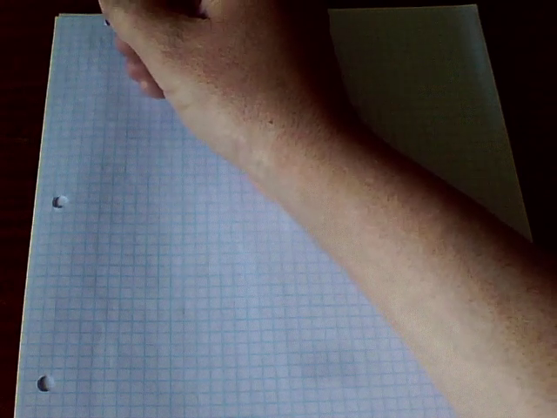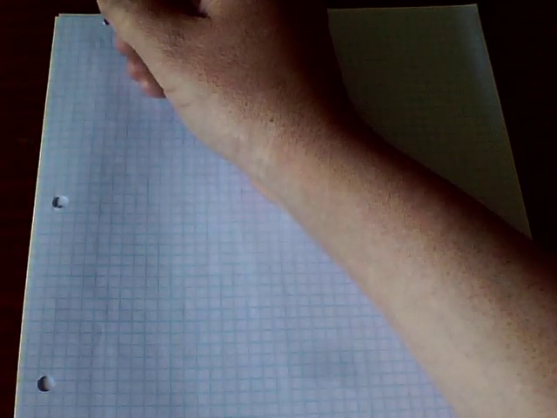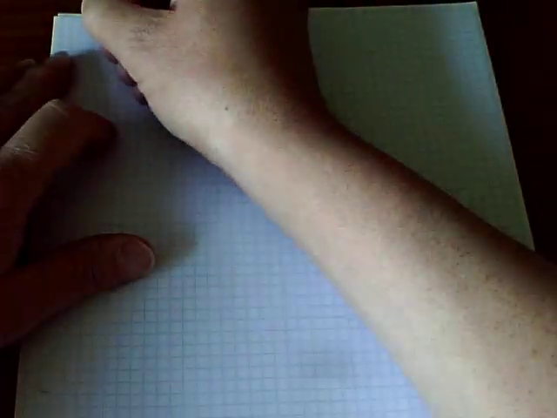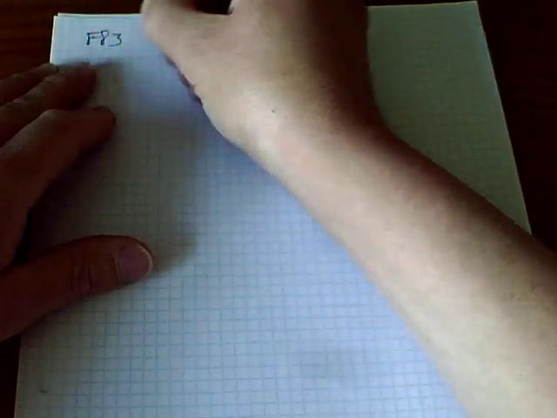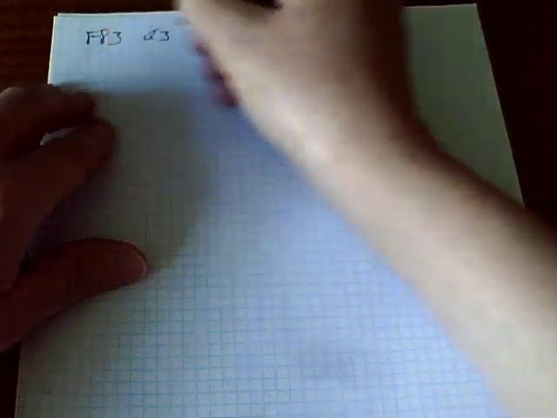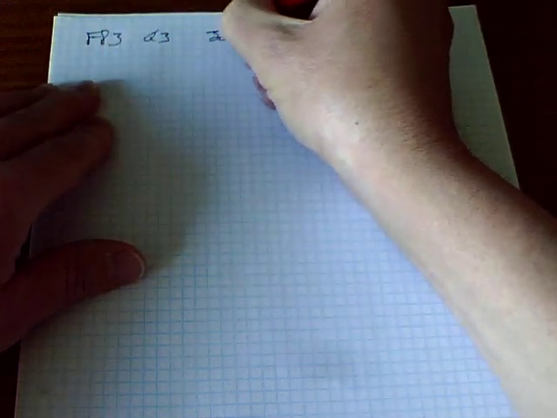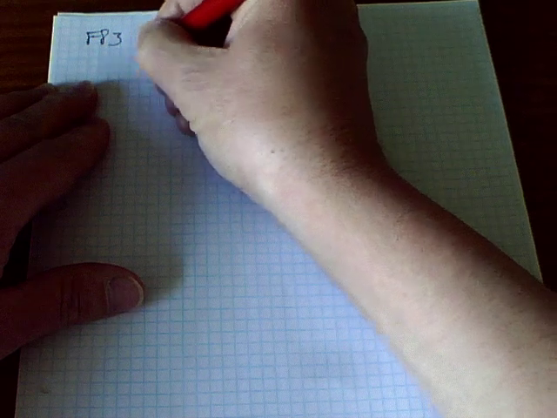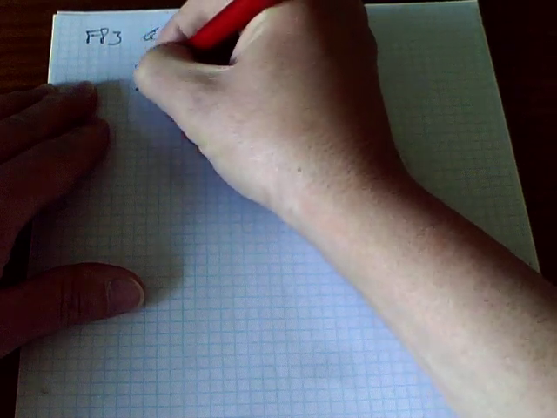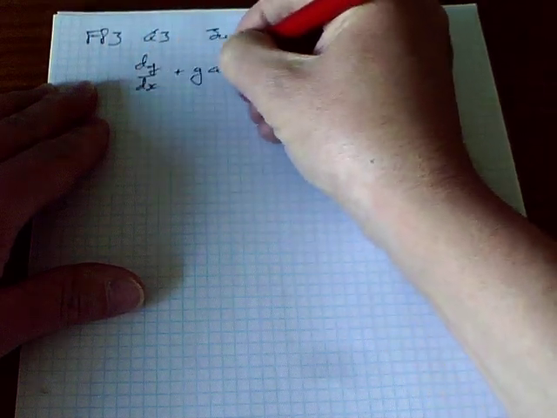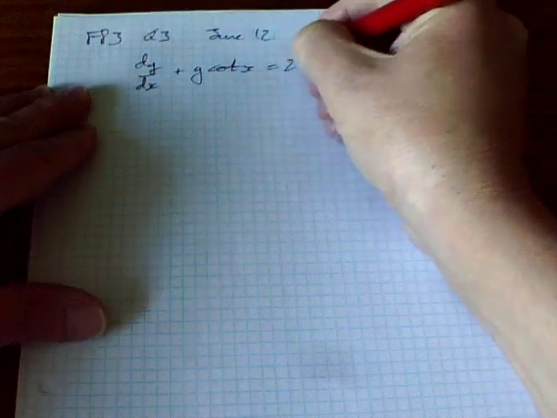This is FP3 June 2012, question 3. Now, question 3 is a differential equation question. It's dy/dx plus y cot x equals 2x. So, FP3, question 3, June 12. Now, the differential equation we have to solve is dy/dx plus y cot x equals 2x.